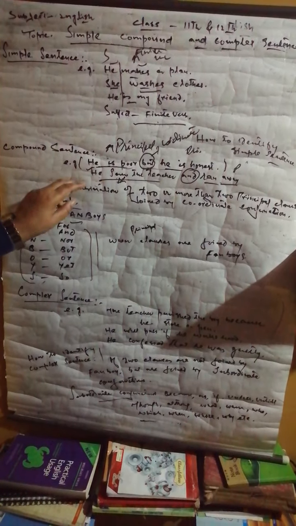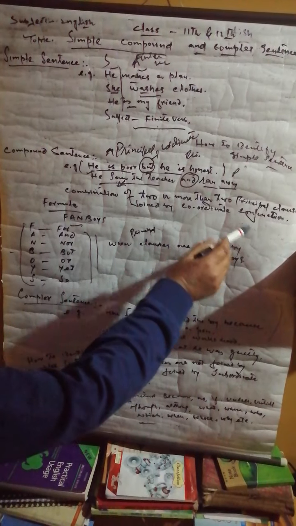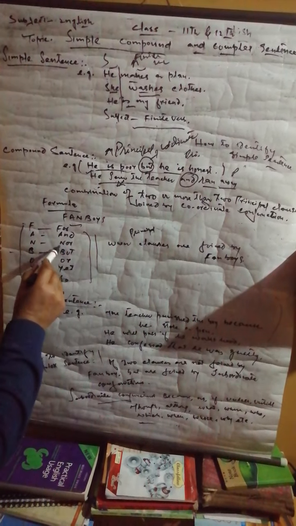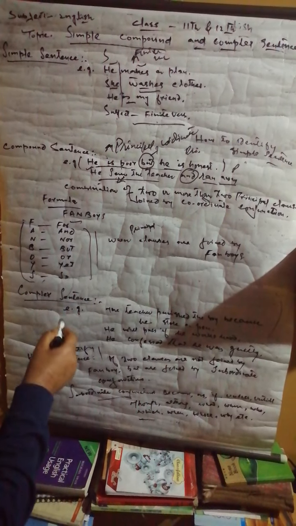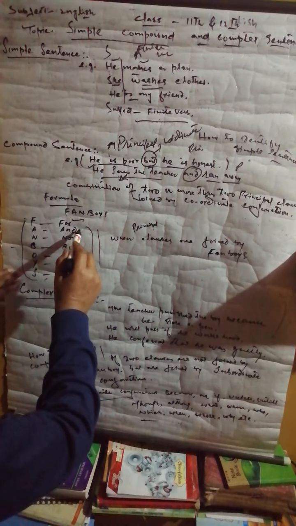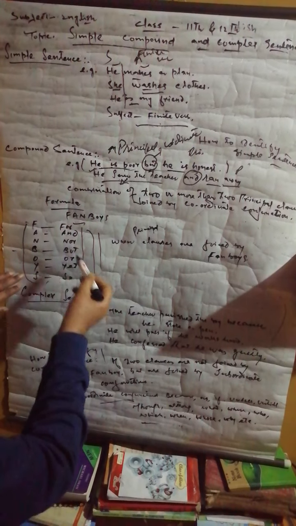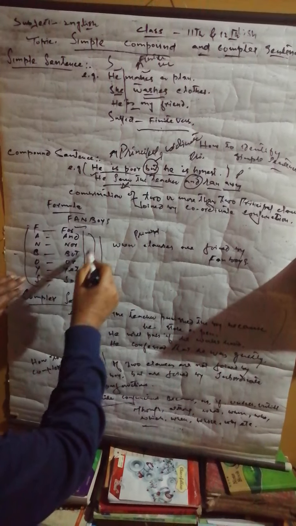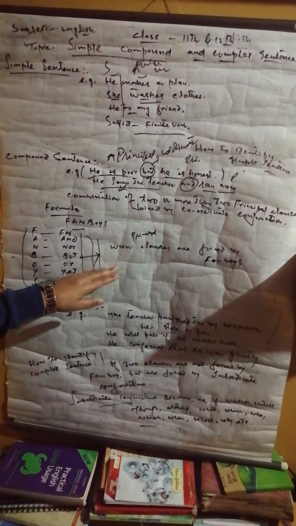So what is a compound sentence? A compound sentence is a combination of two or more than two principal clauses joined by coordinate conjunctions. So what are the coordinate conjunctions? Here is a formula, FANBOYS. For is a coordinate conjunction, and is, nor is, but is, or, yet, so. When two principal clauses are joined, or three, more than two, joined by these coordinate conjunctions, we can say these are compound sentences.